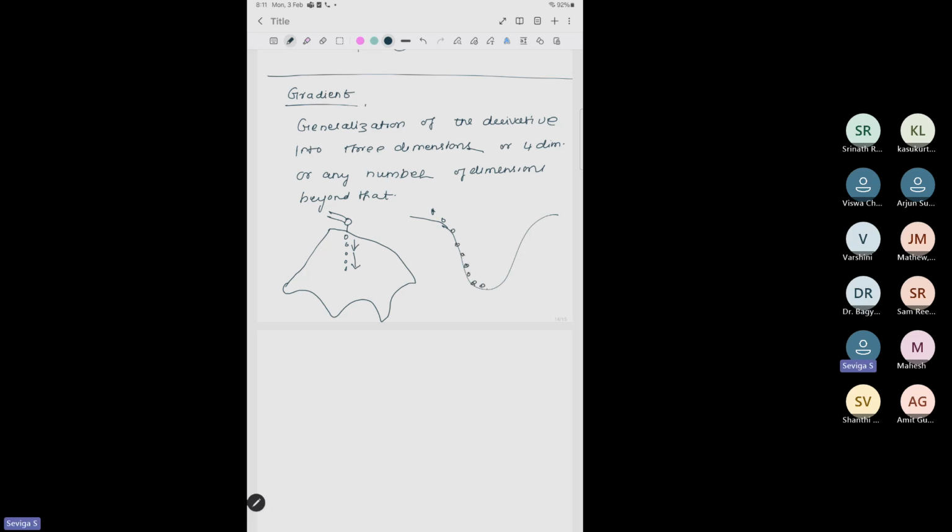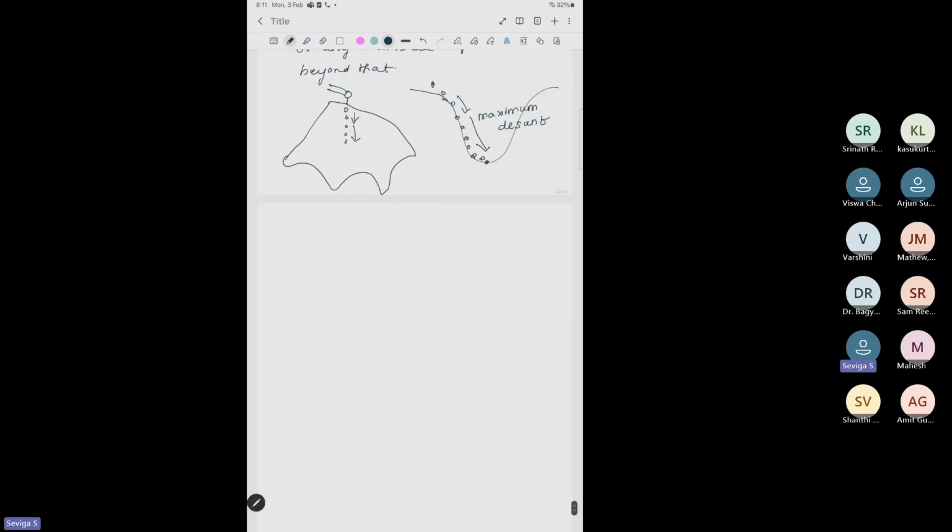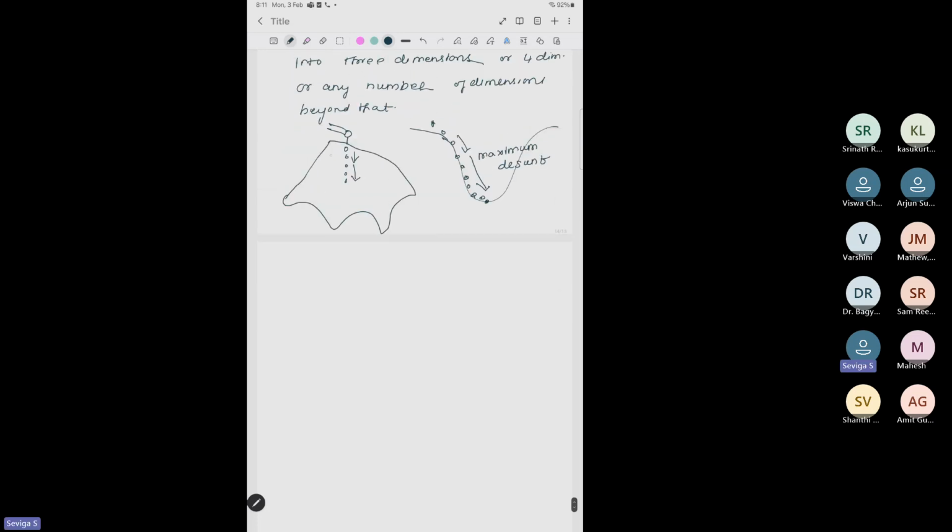go where there is a downhill like this. So the direction of this is called the direction of maximum descent. Suppose you are looking in the opposite direction, the direction from where it is coming. This direction is called maximum ascent.